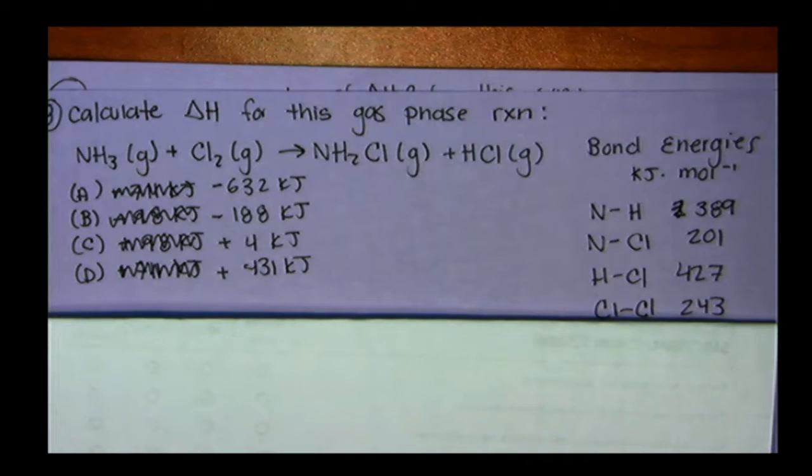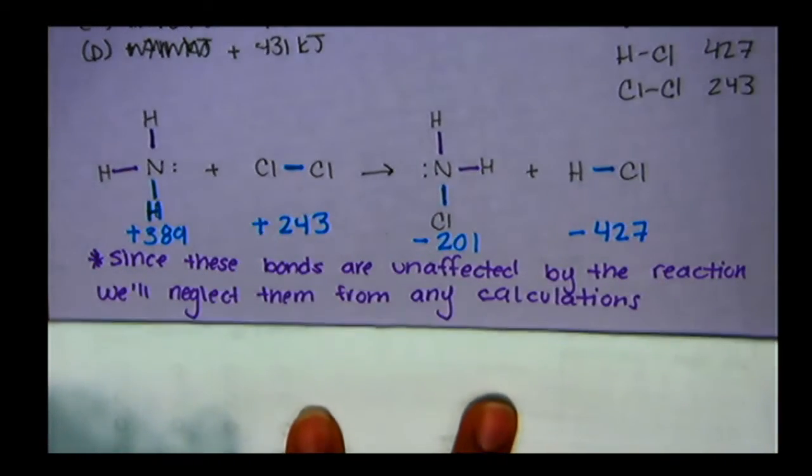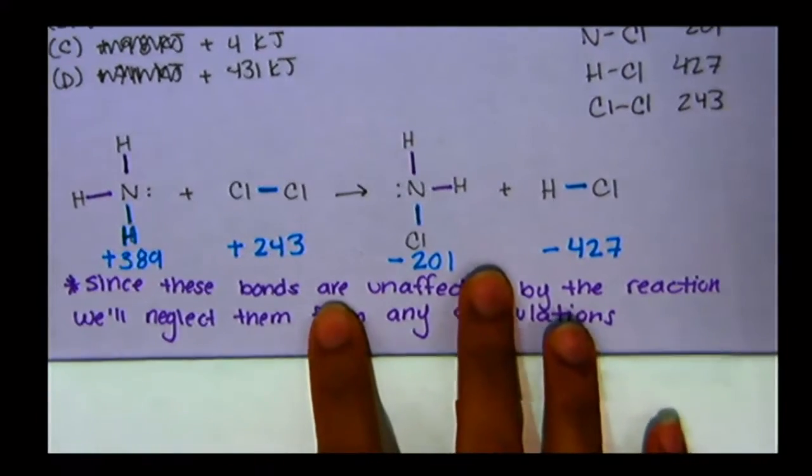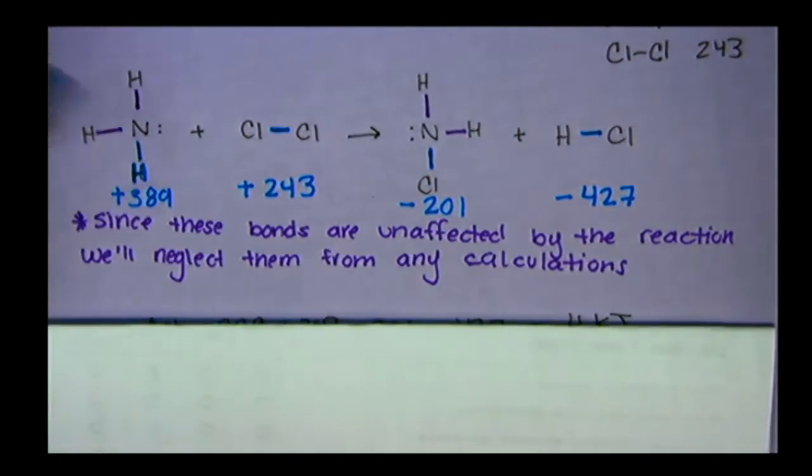However, the reason why I picked this one is that it's not like the other one. In this one, if you look at it, the only bonds that are changing are the ones in blue. The ones in purple are not. Can you tell the difference between purple and blue? I'll circle the purple. So the ones in purple are not changing. The only ones that are changing are those in blue.